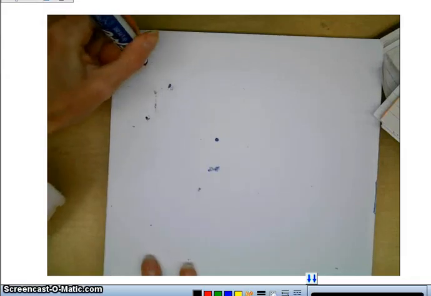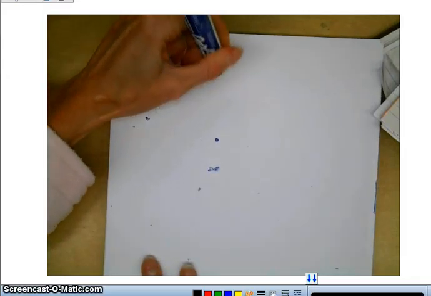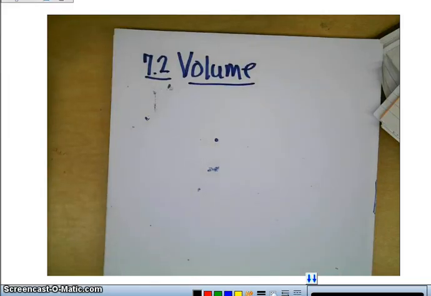Alright, so this is 7.2, this is volume, and this is actually a huge part of mechanical engineering. Any mechanical engineer would need to use these techniques that we learn, because this is how you get odd shapes or manufacture weird shapes.